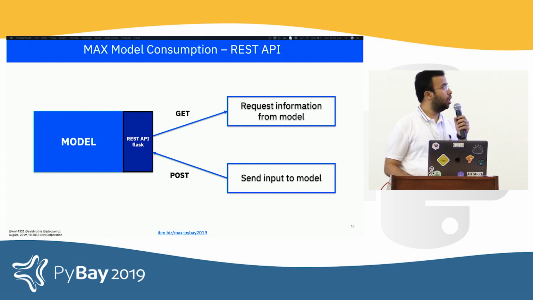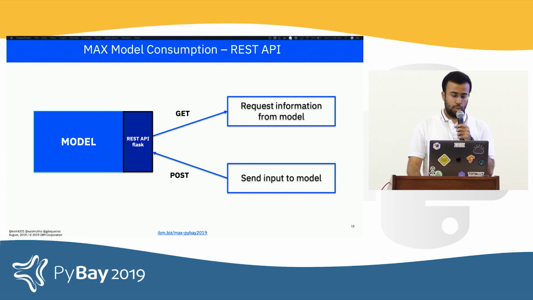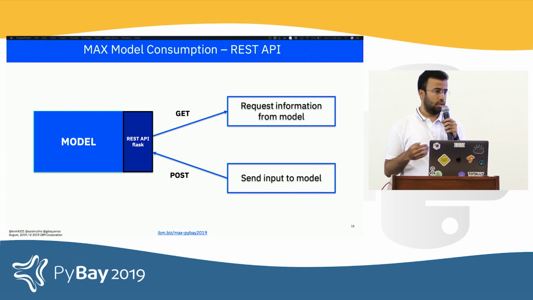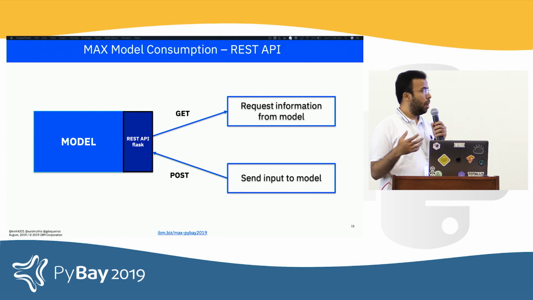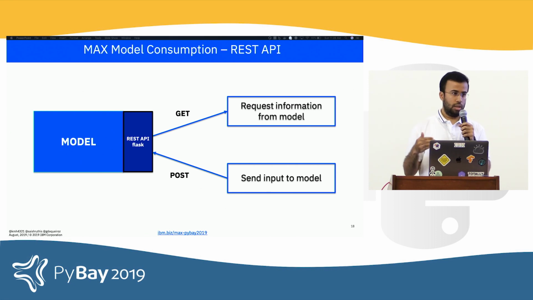So this is the core REST API microservice that I was talking about. So you send a post request with the input to the model. So let's say if it's an object detection model, you would send an image as a post, and it would respond with the corresponding labels and the boxes. And likewise, you can also send a GET request to get metadata and other couple of APIs that we have exposed. This is built using Flask.